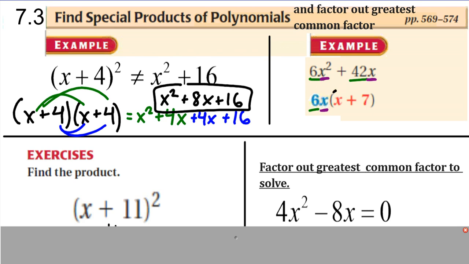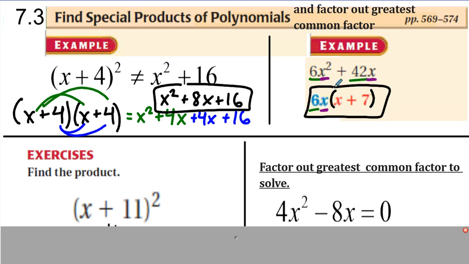What has to be left behind? Well, there needs to be an x here because 6x times x would make 6x squared. There has to be a 7 because 6 times 7 makes 42. There can't be any more x's because there's only one x here, and once this 6x distributes, it'll be 42x. So this must have been the way it was written before it was distributed.